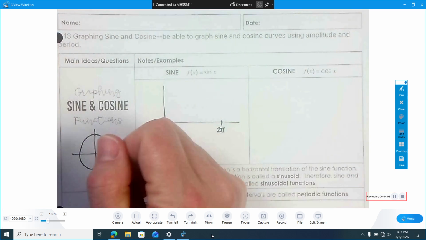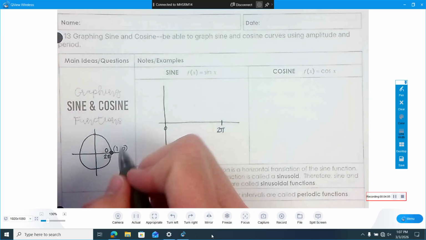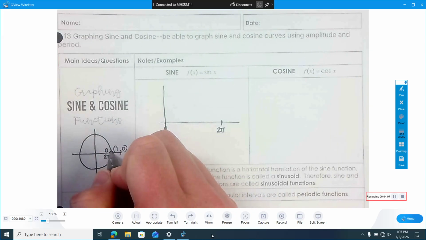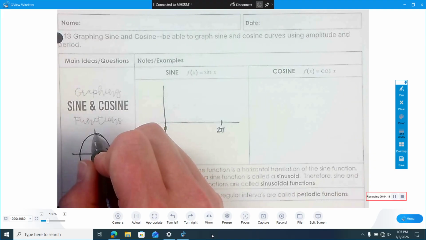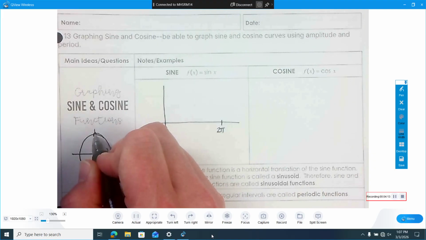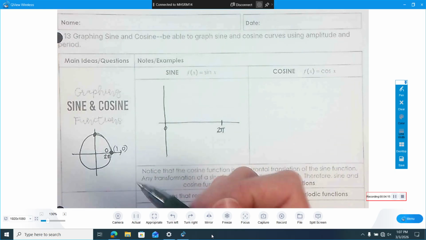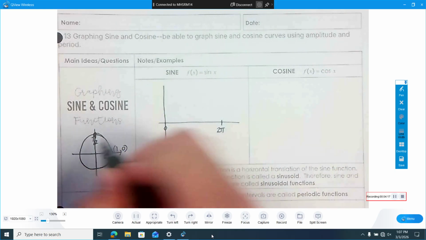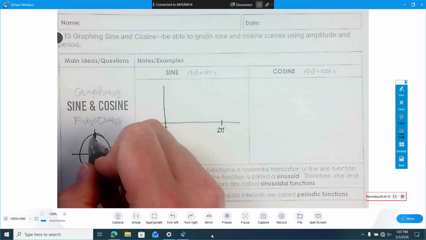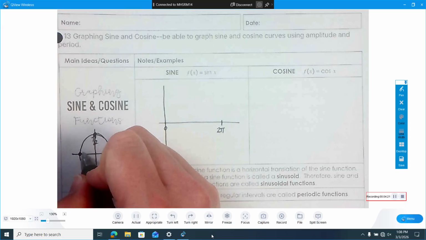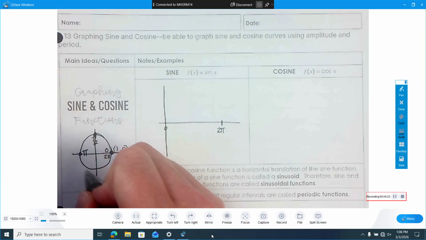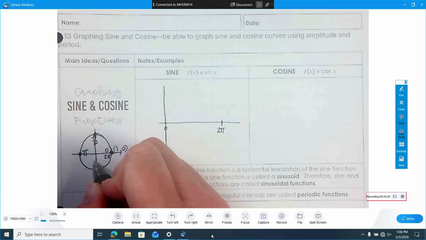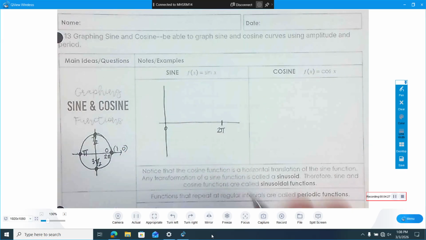Now, here's a really nice point right here. What's the radian measure right here? Pi over 2, yeah. And then if I go here, that one is pi, and then here down at the bottom is 3 pi over 2. Those are all really nice.